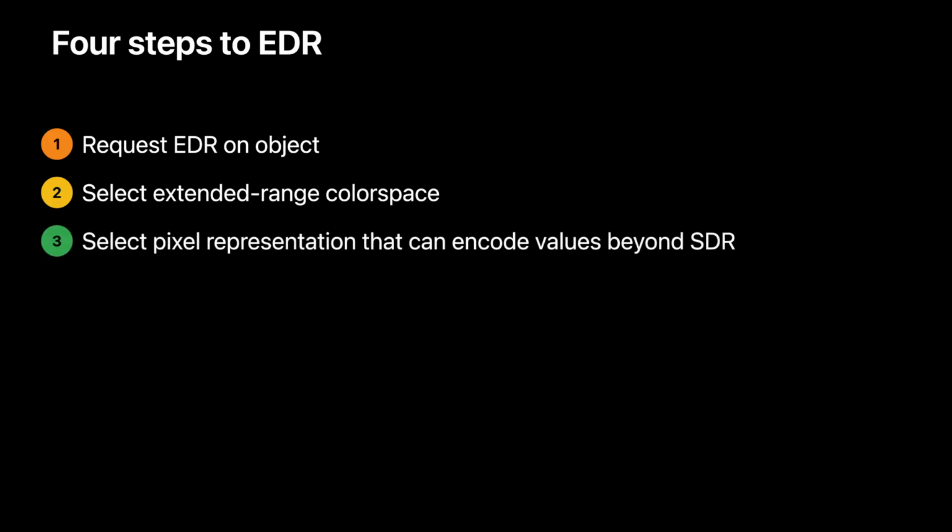Third, you need to select a pixel buffer format that can represent values above 1.0. This is usually some form of floating point. Finally, your application must generate pixels that exceed the SDR 0 to 1 range, and thus have sparkly elements to show off.